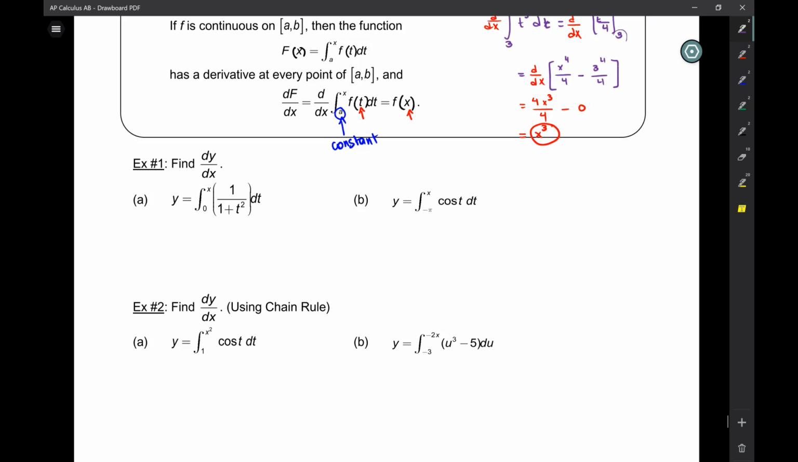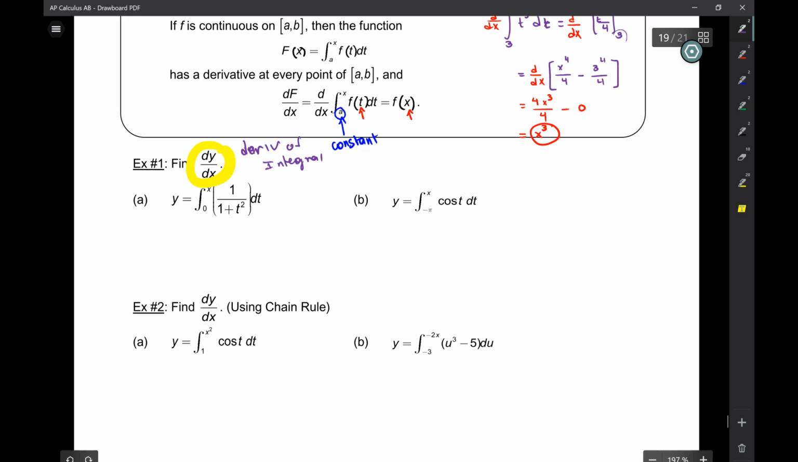So when are we going to apply this? When does the fundamental theorem of calculus, FTC for short, apply? When you have to take a derivative of an integral. You have y equals, and you're looking for dy dx. All right, so here we go. Find dy dx of an integral. Derivative of integral.